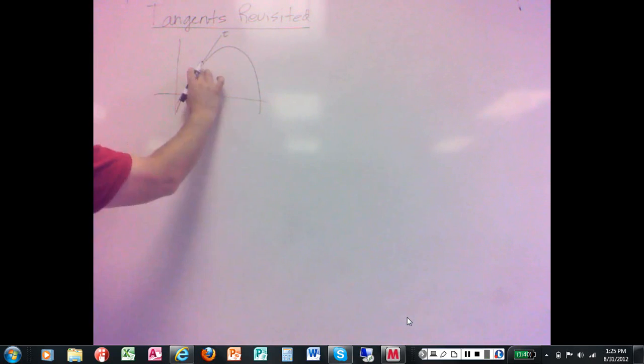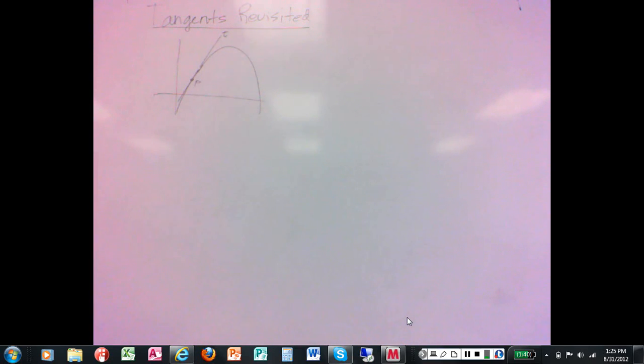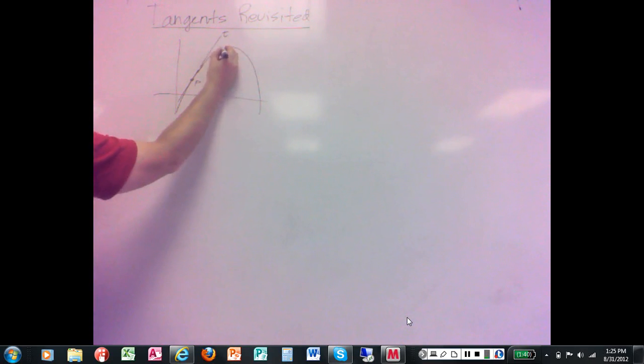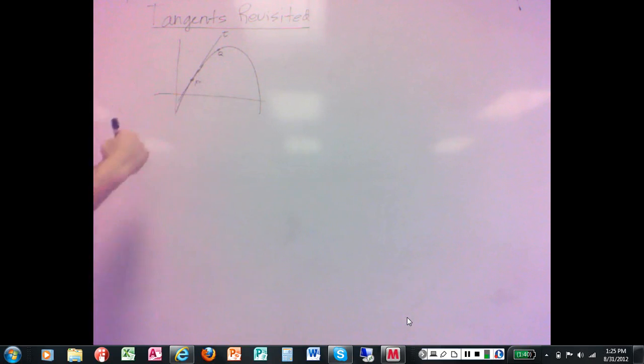Let me move P down here. My tangent line got off a little bit. All right, so let's say P is right there. How did we find the slope of that tangent? Well, we took a Q point out here, way out here, and figured out the slope of that secant line.